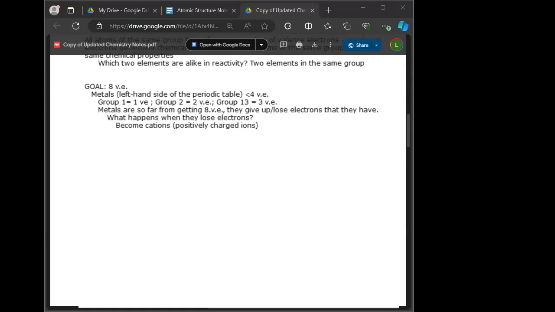And so when they give up and lose the valence electrons that they have, they become positively charged cations. So right, metals lose their valence electrons and they tend to become positively charged cations.